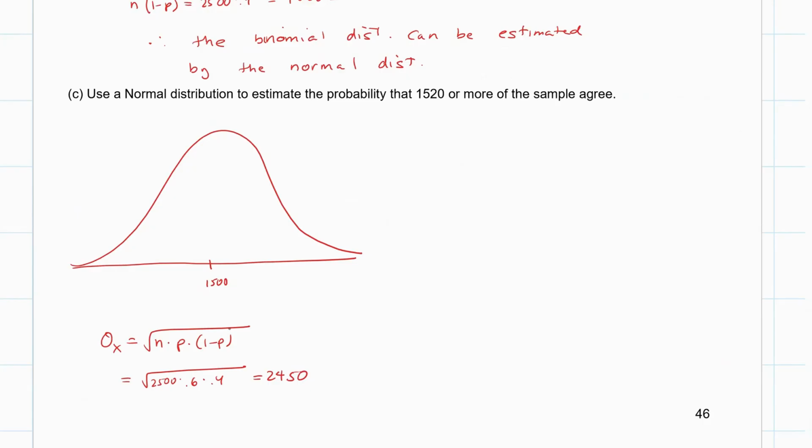So if we go up one standard deviation, we're at 1524.50. If we go up another standard deviation, we're at 1549. If we go down one standard deviation, we're at 1474.50. But we're interested in the probability of 1520, which is about there, or above. The probability that X is greater than or equal to 1520.